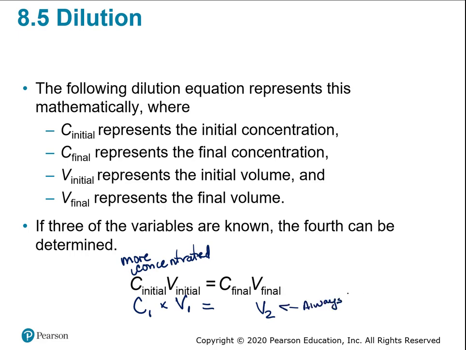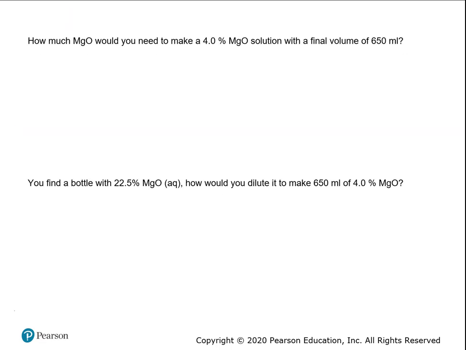And then by adding water, I'm going to decrease the concentration. So C2 is always going to be less concentrated. So in this, just like with the gas laws, you always know 3 out of the 4. And it's just a matter really of solving for the one you don't know and then plugging the numbers in. So approach it in a stepwise fashion, like what we did with the gas laws.